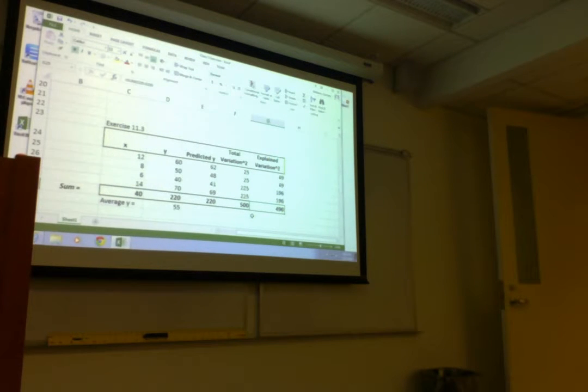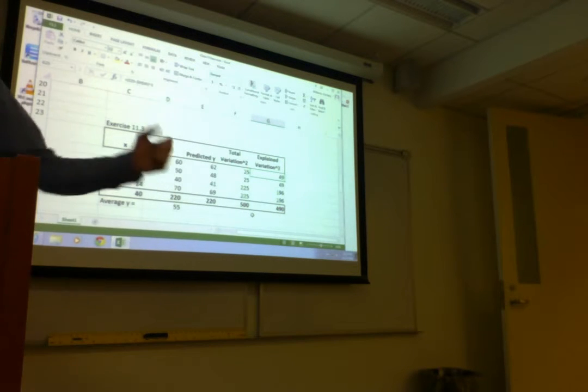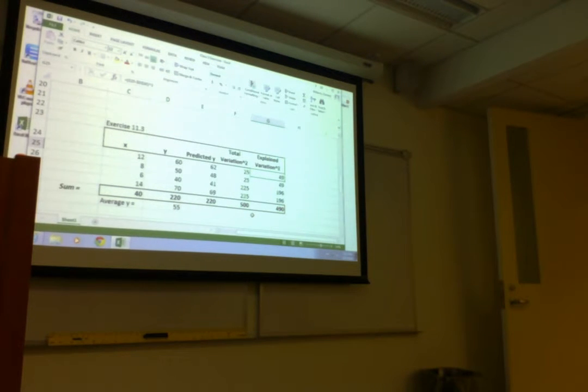Now let's look at the explained variation. Square it, and that's going to give us the sum of squares regression, the total variation that we can explain based on our regression. So for that, all right, investor 1 has 60% invested in the stock market. We predicted 62.